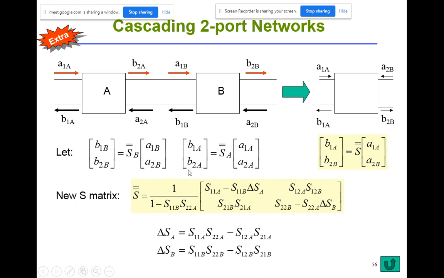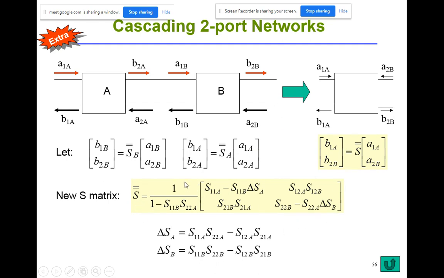SA and SB only relate the wave for the individual block. You have SB and SA. So suppose now you have block A connected to block B. To find the S matrix, the overall S matrix of the system, you need to use this formula.